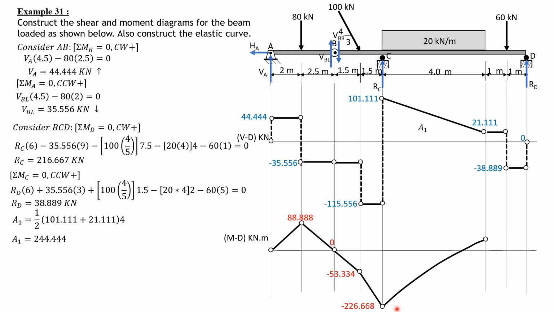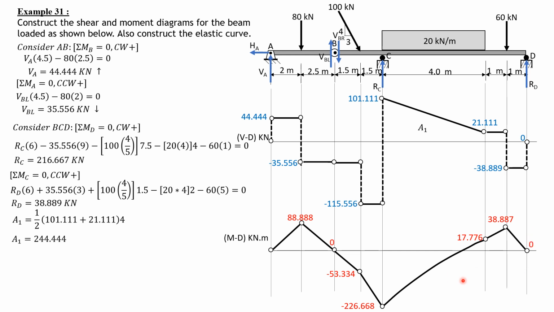So this is not a straight line, this is a curve, and it is equal to 17.776. Then from here to here, plus 21.111 times 1, so it rises to 38.887, then minus 38.889 times 1, so there's a difference of negative 0.002, but that is considered 0, practically 0. So that's the moment diagram.